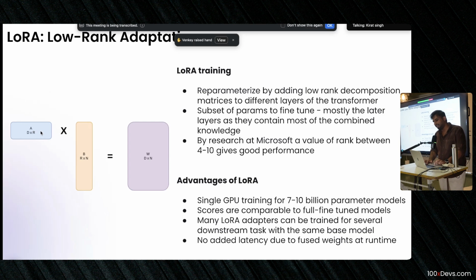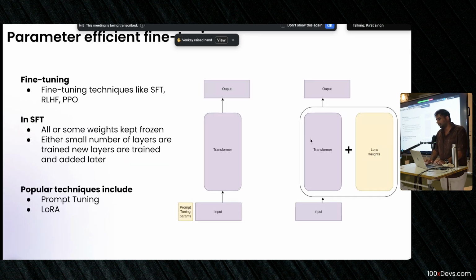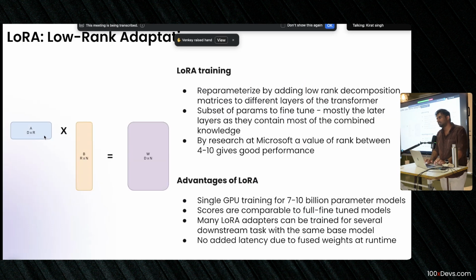So you have to create these two matrices such that when you multiply it, they actually match up with the transformer weights, right? So these two matrices, if you do D cross R plus R cross N, these would be very less number of parameters that you have to train, right? But then finally you can get the same weight matrix that you can add to your transformer and then you can train it. Is it a little clear, right? These weights are very less, very small. So that's why you get the added benefit that the number of parameters are less.